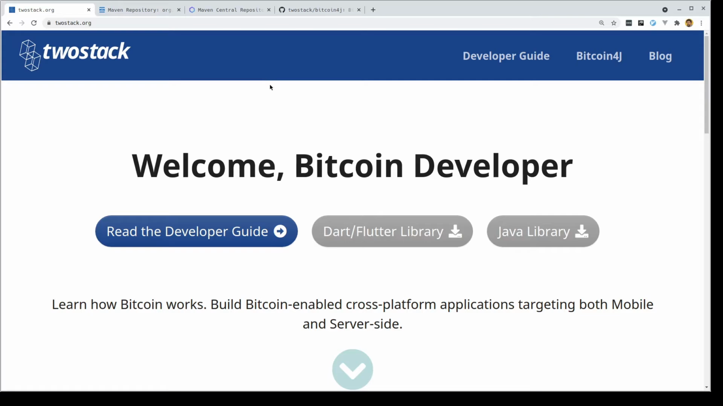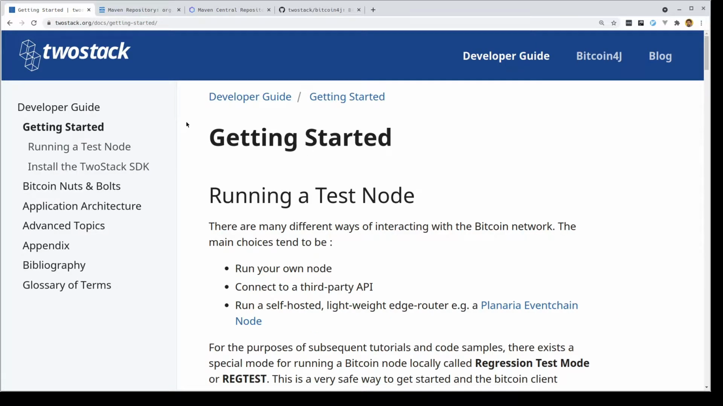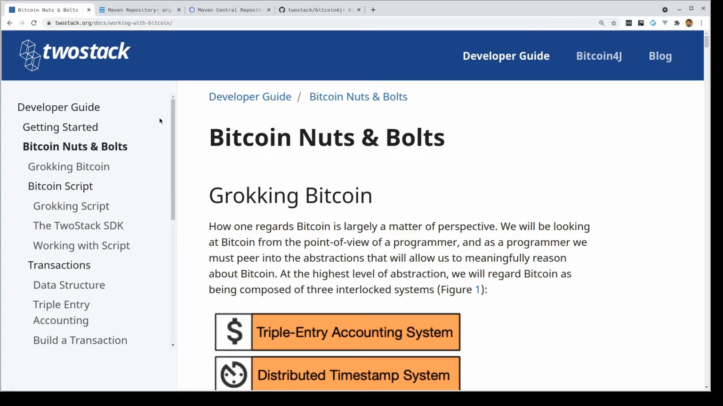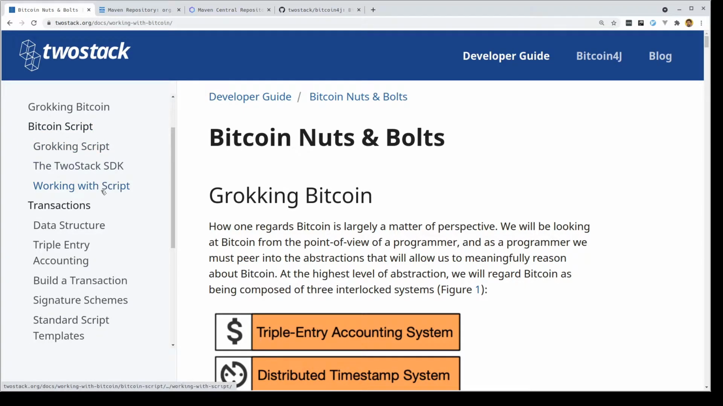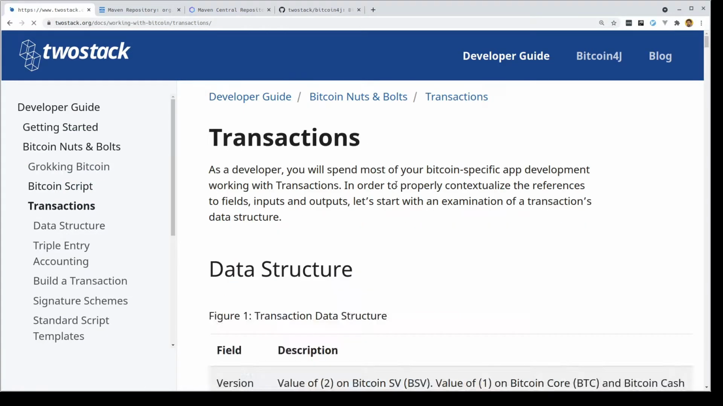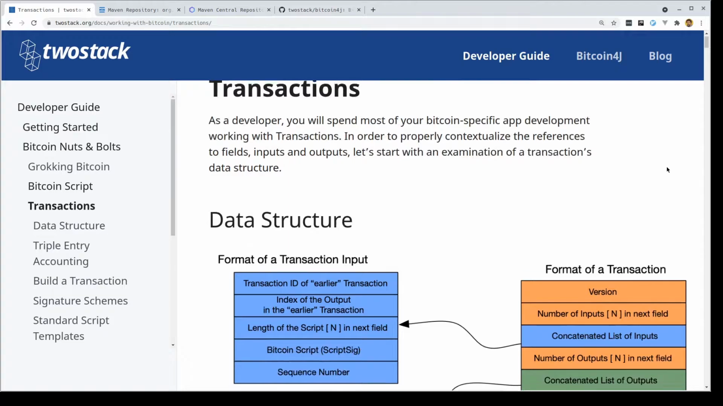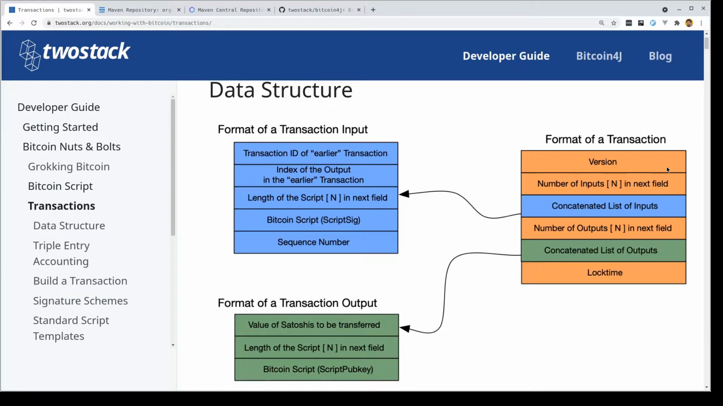Let's look at the browser quickly. If you go to the Stacks developer guide, go over to Bitcoin nuts and bolts, and I want to look at transactions, right? The first part of the transaction documentation talks about the transaction data structure.